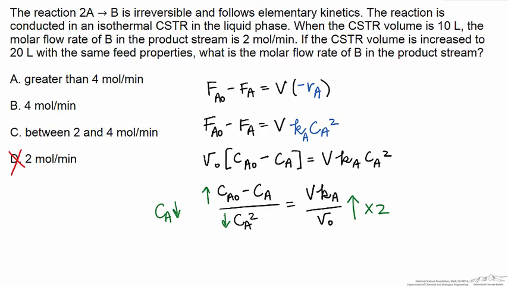Now, since the concentration of A goes down, that means the molar flow rate of A has to go down, since the volumetric flow rate is fixed at this value V0, based on the stoichiometry that if we are having less A exit the reactor for the same feed, that means that we have to have more B, so more of the A has been converted, and so the molar flow rate of B has to have gone up, and so it's greater than 2 moles per minute, and answer D cannot be correct.